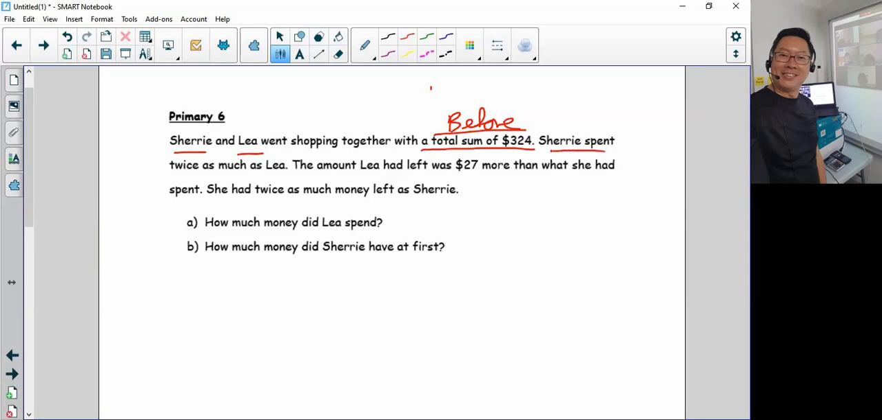Sherry spent twice as much as Leah. And the amount Leah had left was $27 more than what she had spent, which is the after, right? So she had twice as much money left as Sherry, which is in the end also. So this is the after statement. So this question is a before and after: how much they have at first, and then how much they have in the end. So very complicated, right? For a primary 6 student.